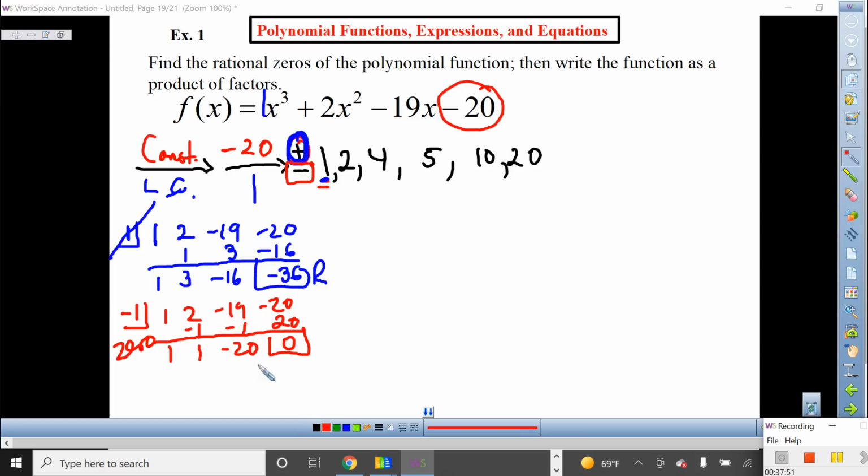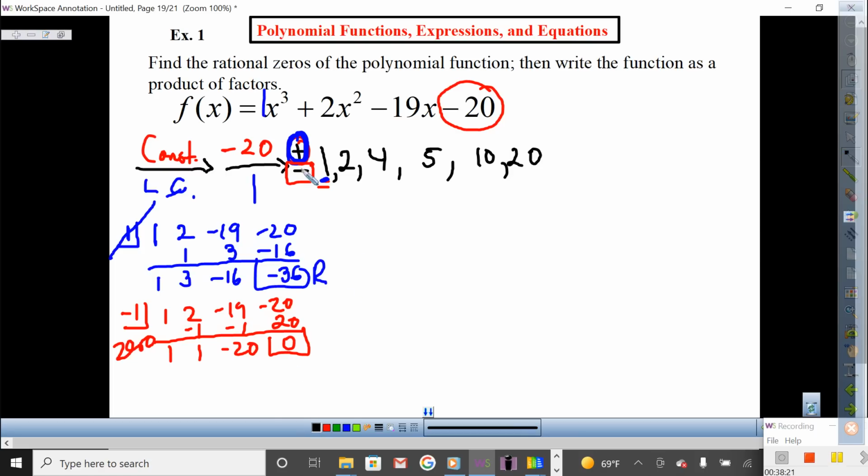But now I need to write my function as polynomials. Here we go. Write your utensils down, look up to the screen. I'm going to start with f of x. But instead of writing this polynomial, now I have a different polynomial down here. So remember what this polynomial is right here that I have left. Okay, so this polynomial left here is 1x squared plus 1x minus 20.